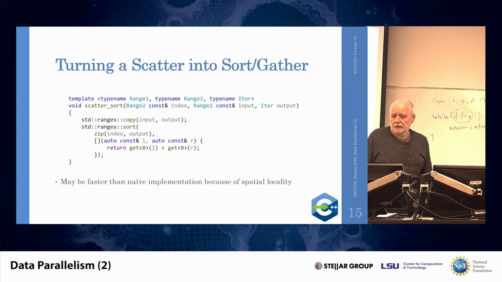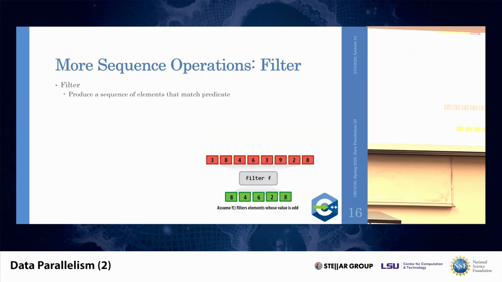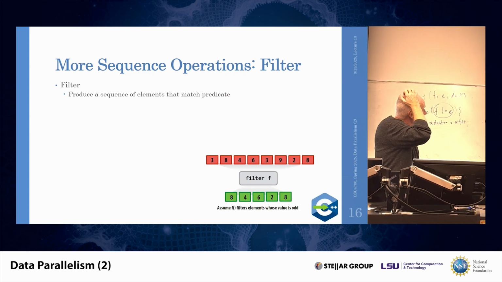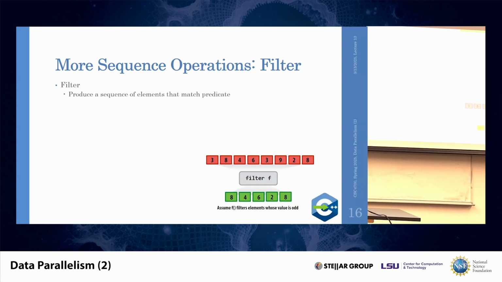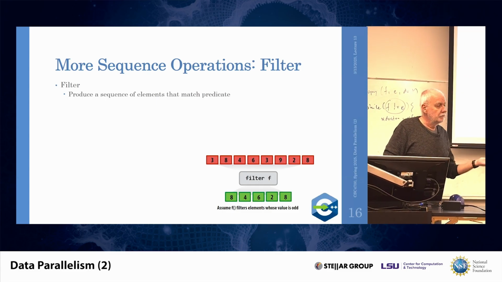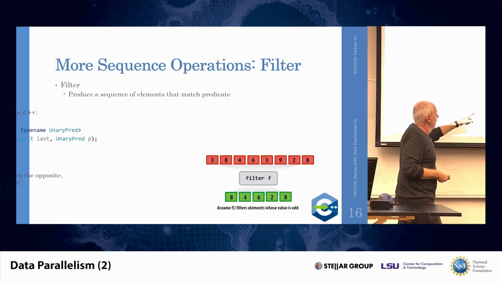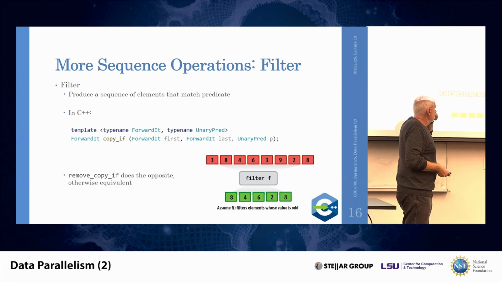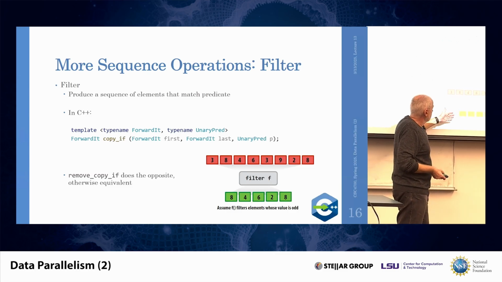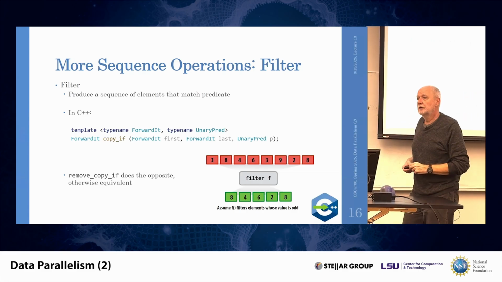Okay, let's look at some sequence operation, which is a bit more interesting. What's commonly called filter is an algorithm that produces a sequence of elements that match a certain given predicate. So if I have a certain input sequence and I filter it, afterwards I have only, in this case, the even numbers. I have filtered out the odd numbers.